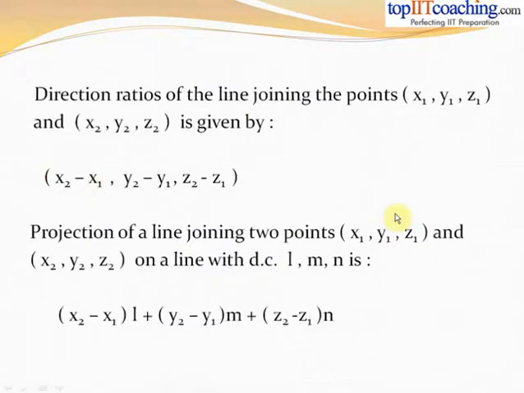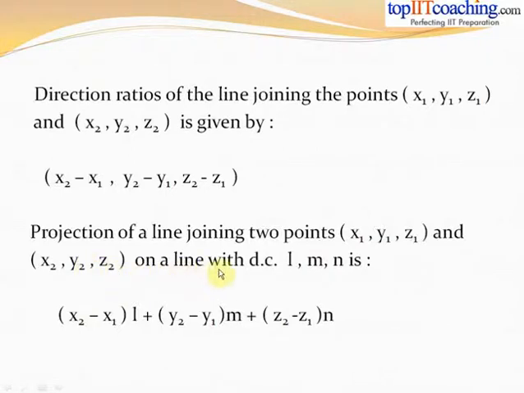Now the direction ratios of the line joining the points x1, y1, z1 and x2, y2, z2 is given by x2 minus x1, y2 minus y1 and z2 minus z1. So if we have any two points with the coordinates x1, y1, z1 and x2, y2, z2, then the direction ratios of the line joining these two points is given by x2 minus x1, y2 minus y1 and z2 minus z1.